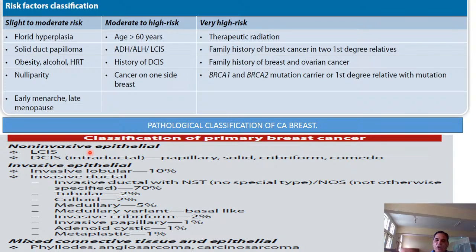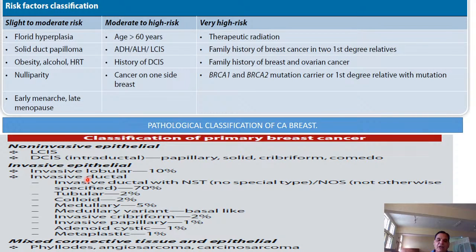All the breast cancers are epithelial malignancy. This you must always remember. They are epithelial malignancies. LCIS and DCIS. LCIS is now considered non-malignant. DCIS means intraductal, ductal carcinoma in situ. What are the types? Papillary, solid, cribriform and cuboidal. This is a pathological classification.